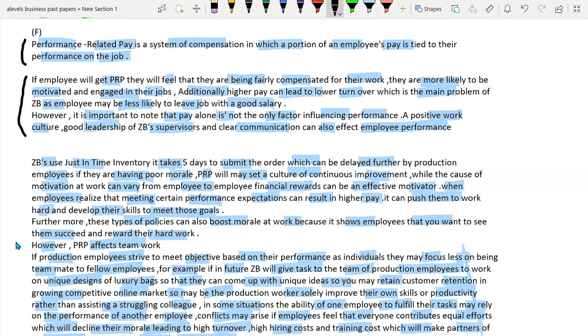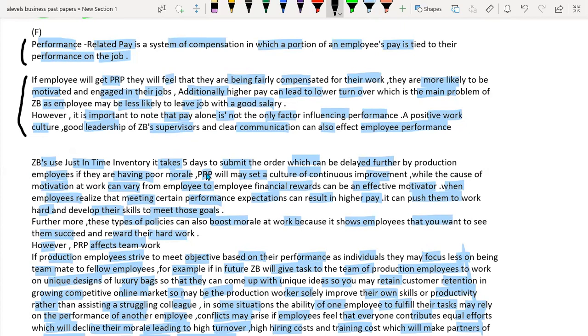Now, I use the second paragraph because I have to write at least two pros and two cons with a however point, because the however point is basically the cons of using PRP. ZB uses just in time inventory and it takes 5 days to submit the order. This is my application. Whenever I am taking an example from the case, this is my application, and when I am writing the impact of different benefits on the business, this is my analysis. So orders can be delayed further by production employees.